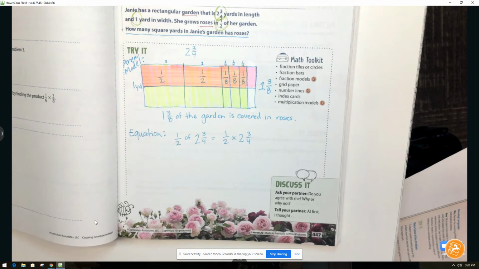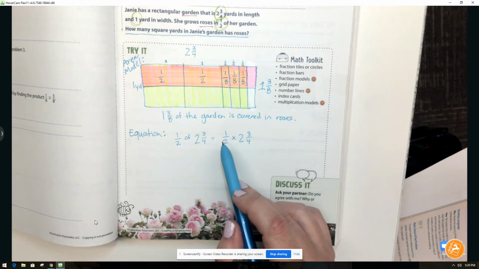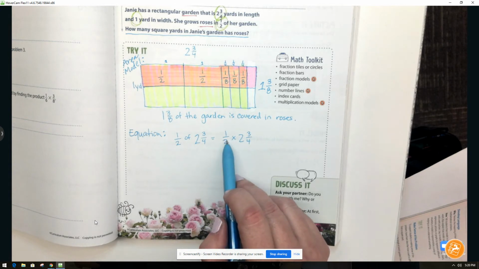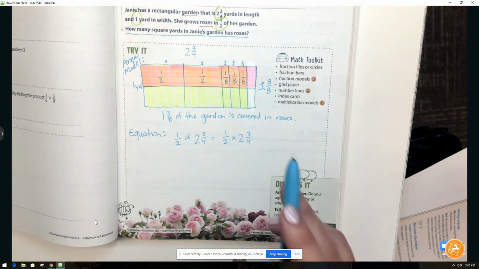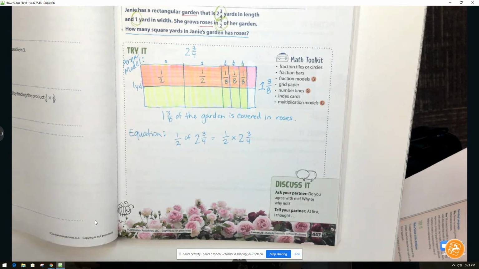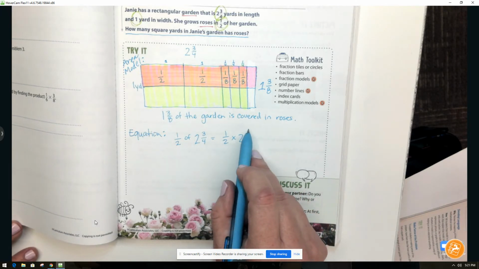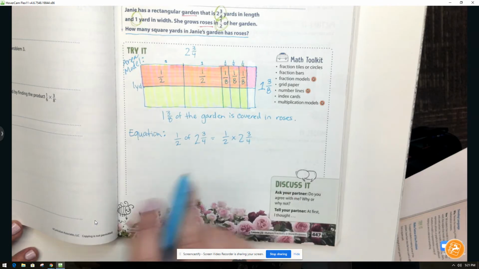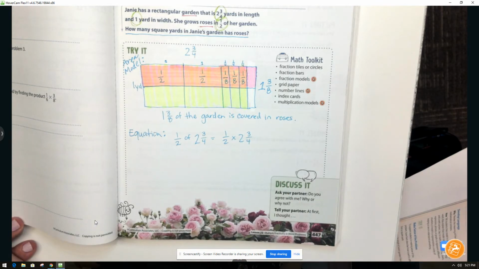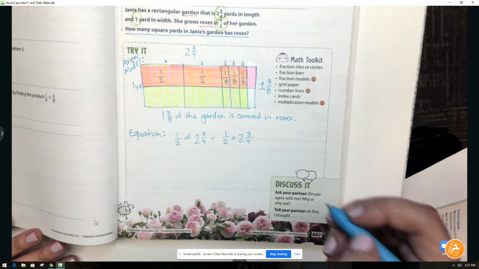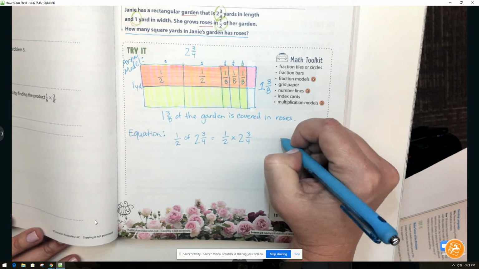Now, when we're trying to multiply fractions, we could multiply 1/2 of 2 and then 1/2 of 3/4, but there is a way to do it all in one step instead of breaking it apart into 2 different equations. What we can do is change this 2 3/4 into an improper fraction.